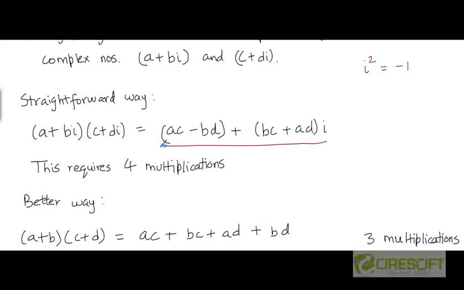Now notice that if we actually want to compute this product, we would need to do 4 multiplications. We would need to multiply a with c, we would need to multiply b with d, we would need to multiply b with c and a with d. And of course we would need to do an addition over here and a subtraction over here. This one is not really an addition because we have to generate the real part and the imaginary part separately. So there won't be any actual addition corresponding to this plus sign.